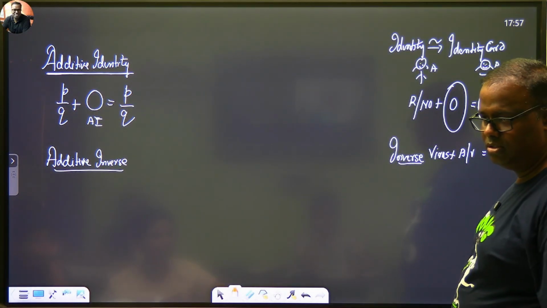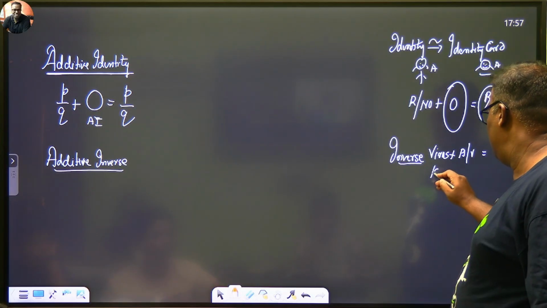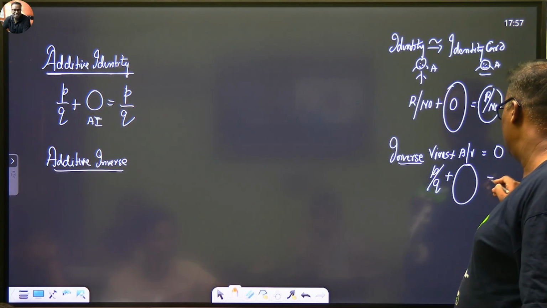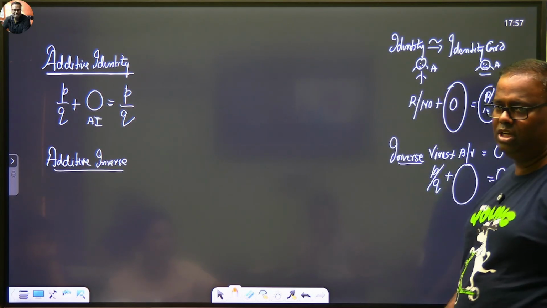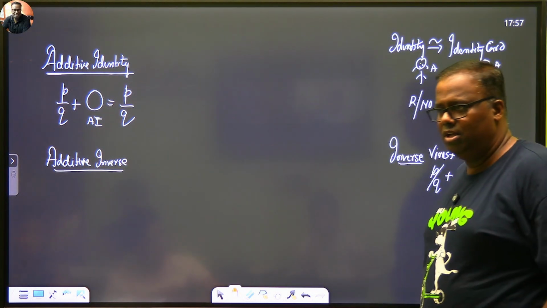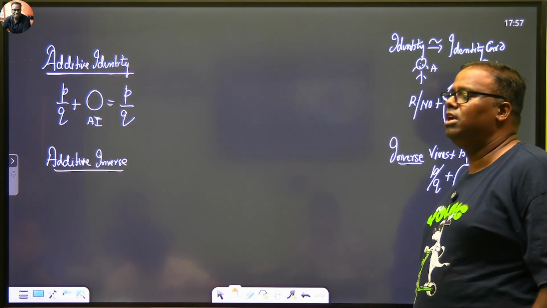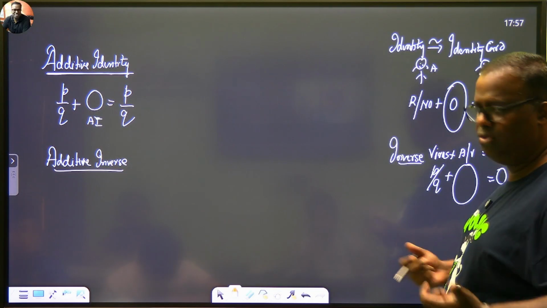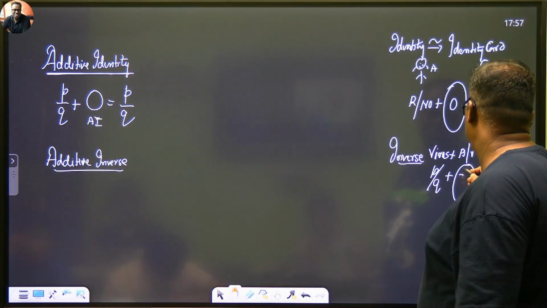Zero. Now I have a number p by q. Additive inverse means something will be added and I should get a zero. Now tell me, if you are not an idiot, what should be the number? Negative p by q. Simple. मेरे जेब में 5 रुपए है, मेरे को जीरो करना है, तो नेगेटिव 5 रुपीज दे दो, मतलब निकाल दो सारे, तो हो गए. So negative p by q.